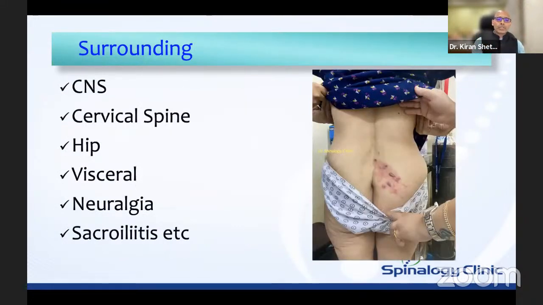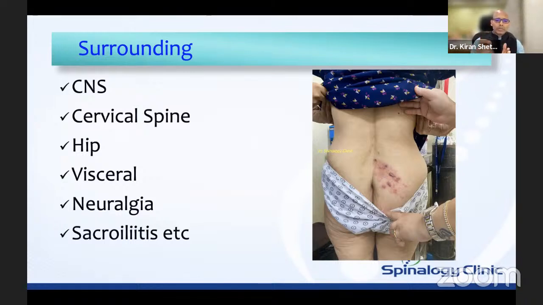Now, after everything is normal, you also need to look at the surrounding pathologies which can be there in the central nervous system. In fact, patients with Parkinson's or some other degenerative condition in the spine or brain can also present with generalized body pain and back pain. Cervical myelopathy at times, with the cervical spine condition, everything is fine, but the patient has only back pain radiating to the lower limbs. Hip conditions can too, and there are many other areas.